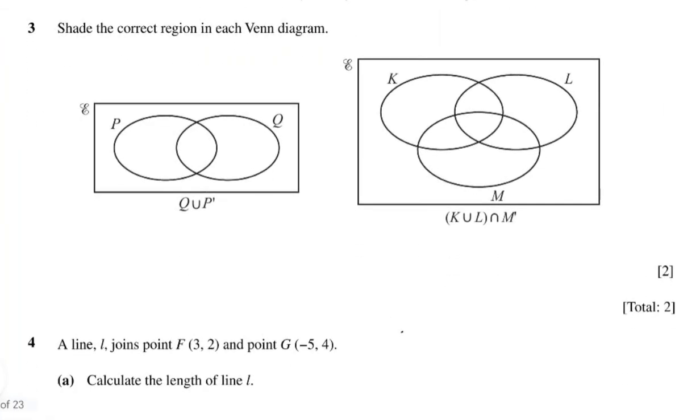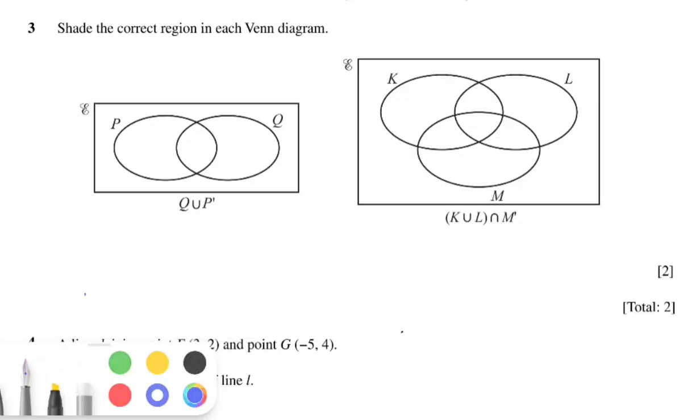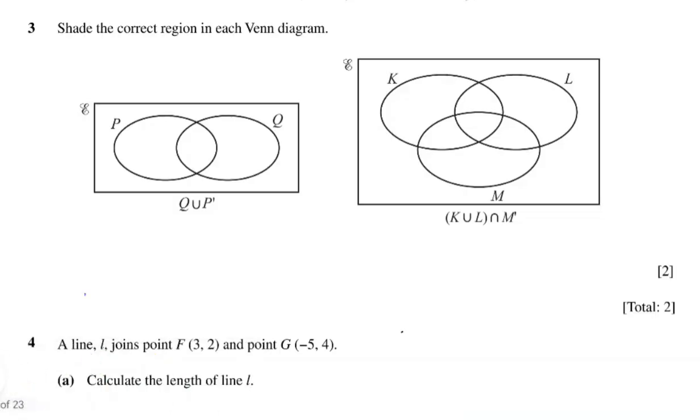Question 3, talking about shading a Venn diagram. A Venn diagram can be a separate question to shade, or to find the number of, or to be in probability questions. Let's shade Q union not P. Not P means outside of P, right? So it's not P, or P complement. So this is what we have.